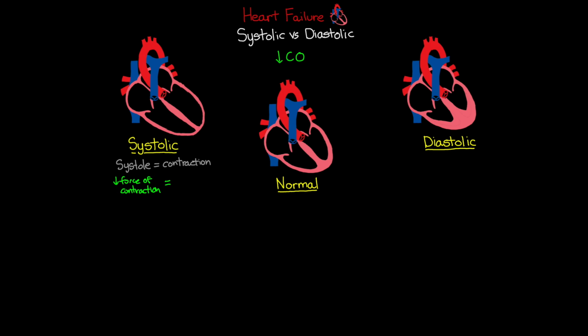This is also known as decreased contractility, or what is also known as decreased inotropy. So again, going back to our cardiac output equation, we know if we have a decreased force of contraction, we have a decreased stroke volume, and this is ultimately going to lead to a decrease in our cardiac output.